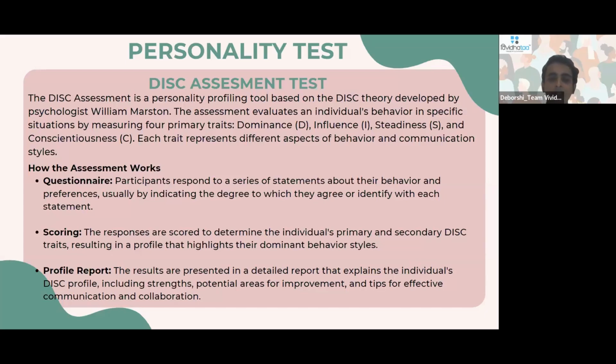And next comes how the assessment works. So initially there is a questionnaire, and the participant will respond to a series of statements about their behavior and preferences, usually by indicating the degree to which they agree or identify with each statement. Second comes the scoring. The responses are scored to determine the individual's primary and secondary DISC trait, like whether the employee is dominant or influential or steady or conscientious. It will result in a profile that highlights their dominant behavior style.